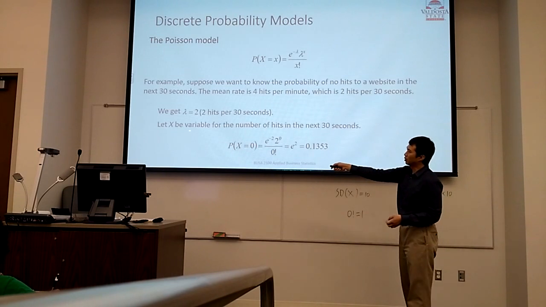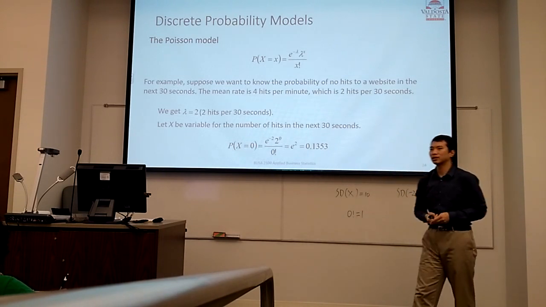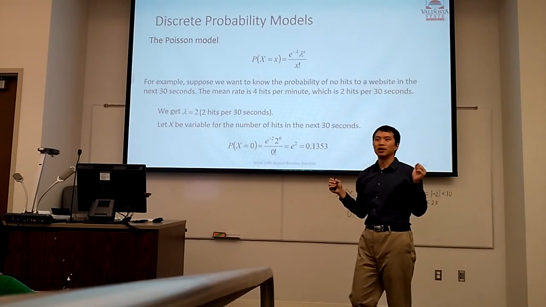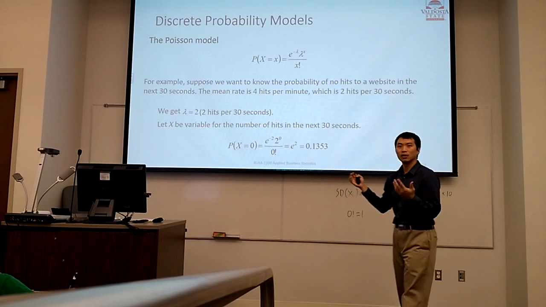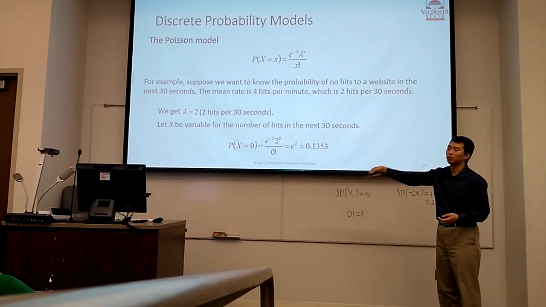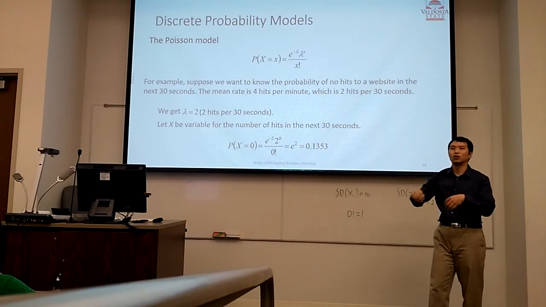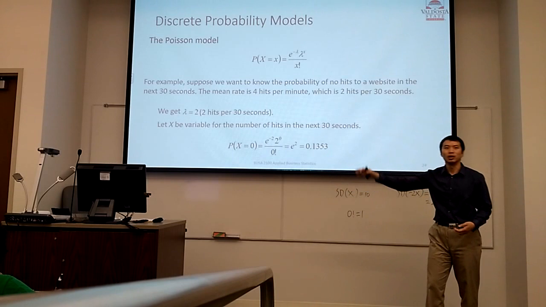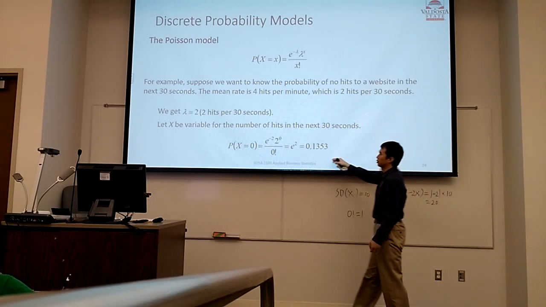And if we put the model in there, we are interested in the probability that there's no hit in the next half minute. So that means x is equal to 0, right? When we plug the numbers in there, we can do the calculation by hand, or later on I will show you how to do this next time. So that's a probability.